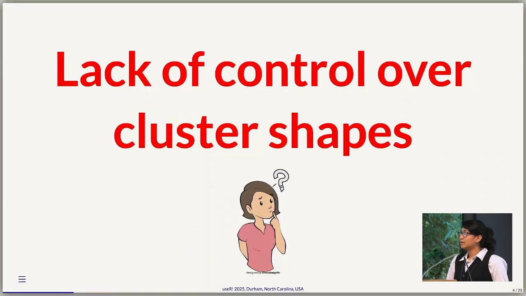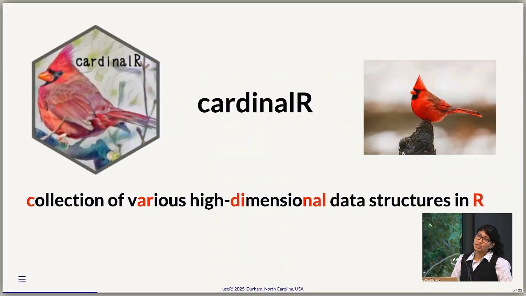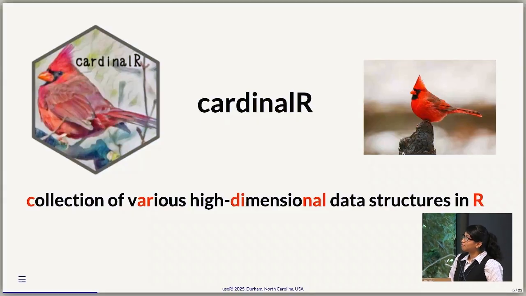But the problem is the control over the clustering data structure, because if you are setting up a benchmark, there should be a way to control how the clustering data look. That's why our package cardinalR comes on. cardinalR comes from the bird, the cardinal, and since it is an R package, we named it cardinalR. It's abbreviated as collection of various high-dimensional data structures in R.